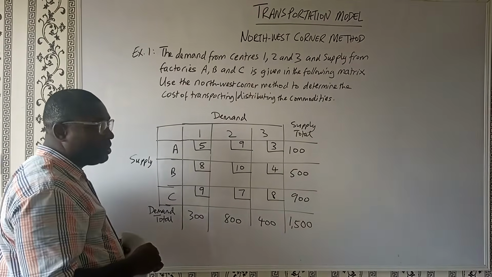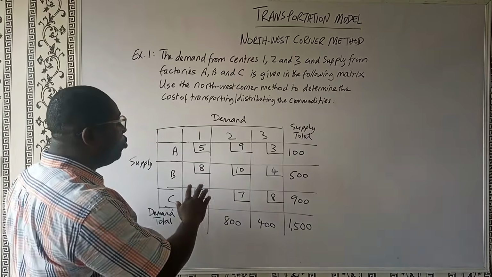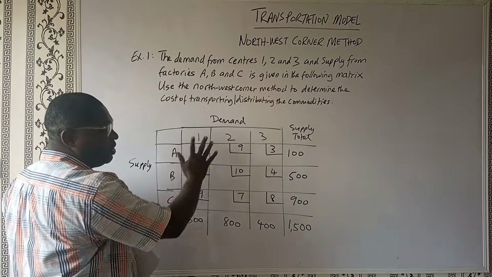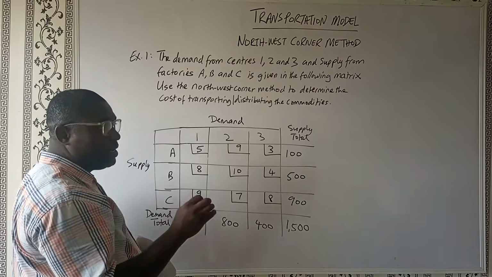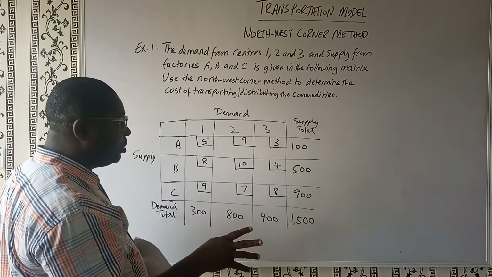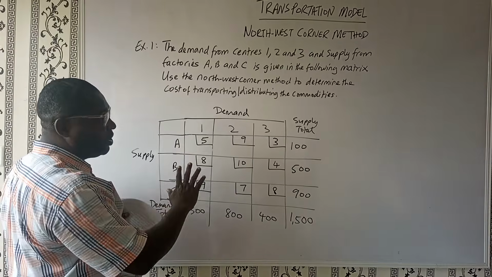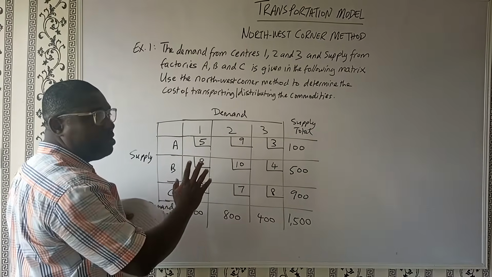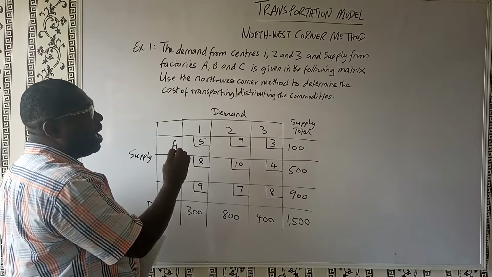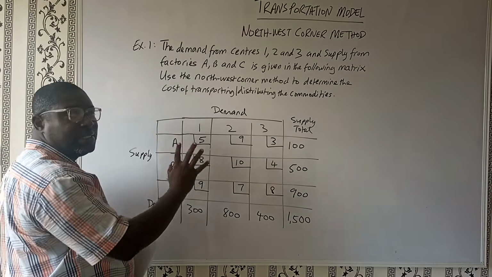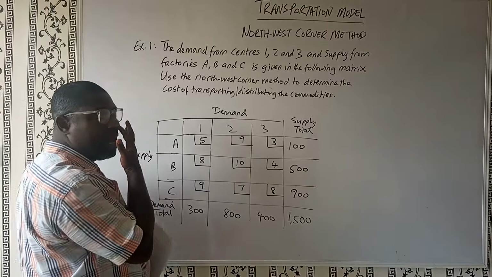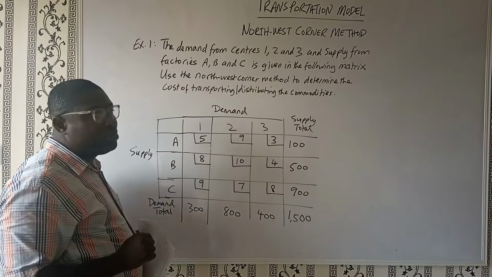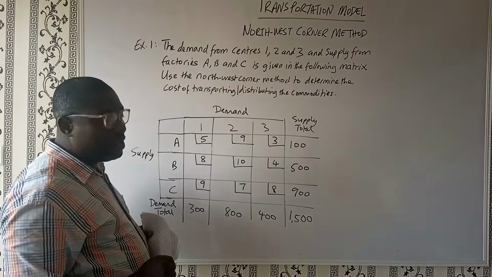So sometimes in an exam situation, you might be given the table, the matrix already like this, or in one of the examples we're going to treat, you are going to have the question given in prose form. So we now have to find a way of representing the storyline that we're given in this table. Meanwhile, let's solve this problem using the northwest corner method.